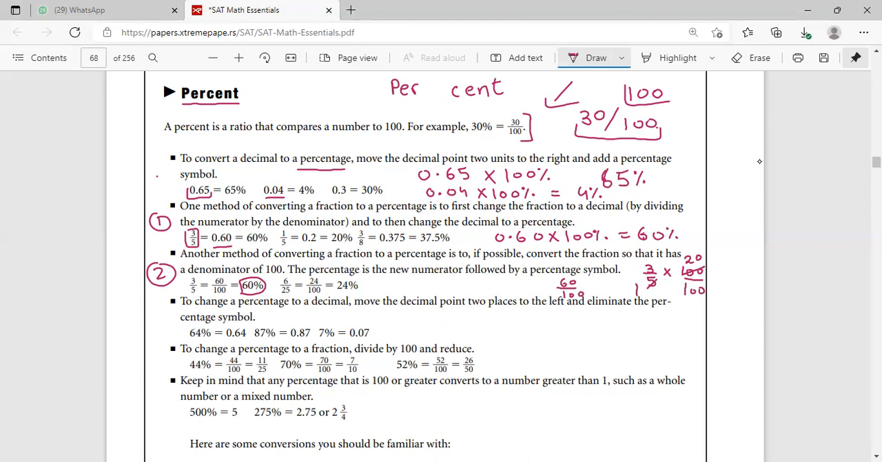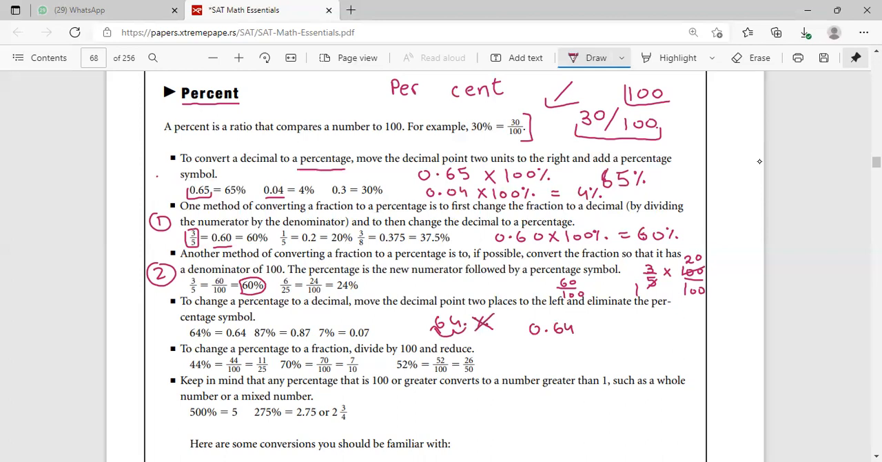Yes, ma'am. Perfect. To change a percentage to a decimal, move the decimal two places to the left and eliminate the percentage symbol. Okay, right. Now we have 64%, and we need to know how it would look as a decimal. So they're saying simply remove the percentage sign and take the decimal two places to the left. As in if we have 64%, at the moment the decimal is over here, so they're telling us to move it two places to the left. So we'll have 0.64 and we need to remove the percentage sign.